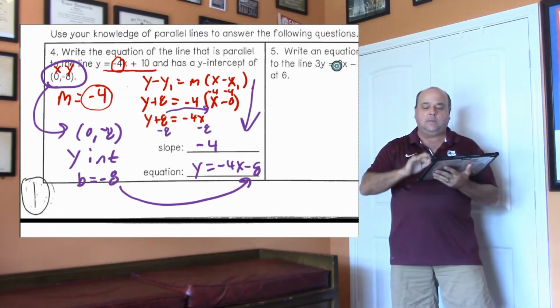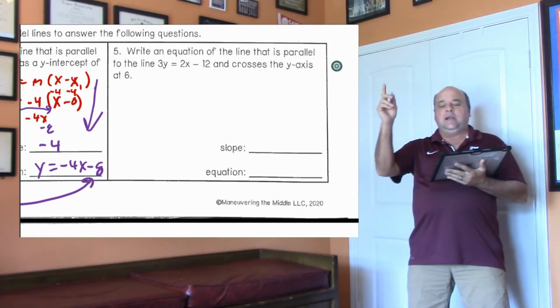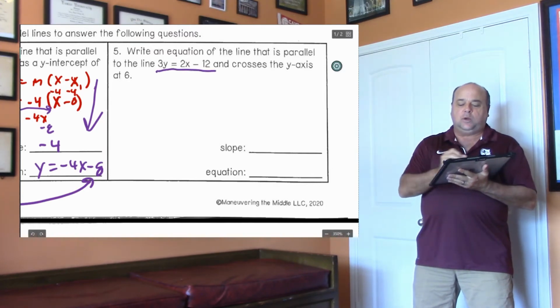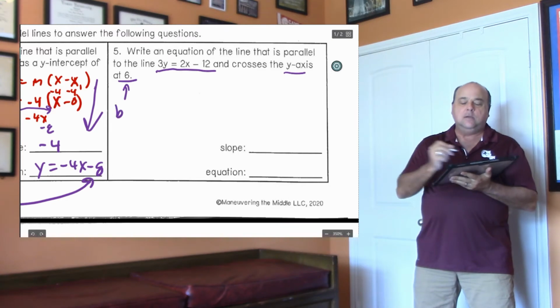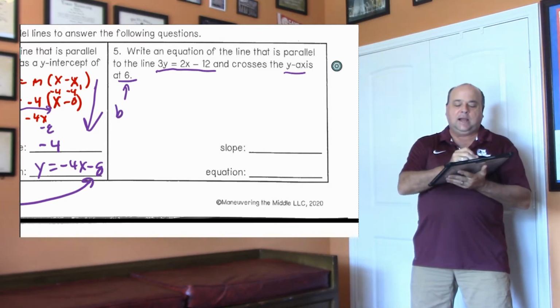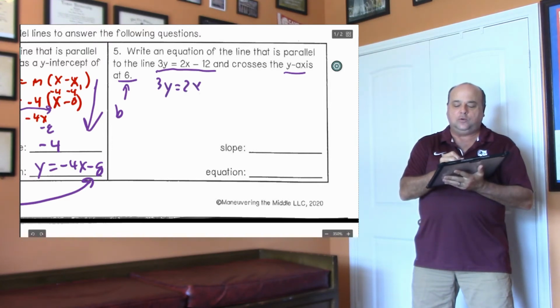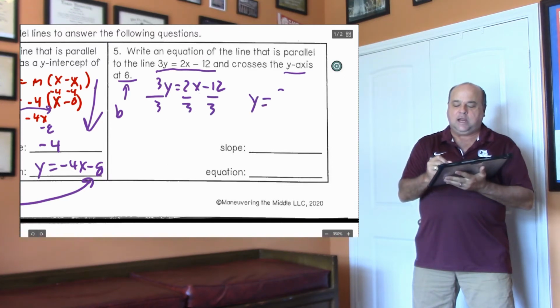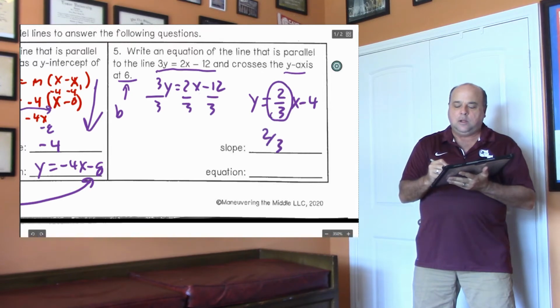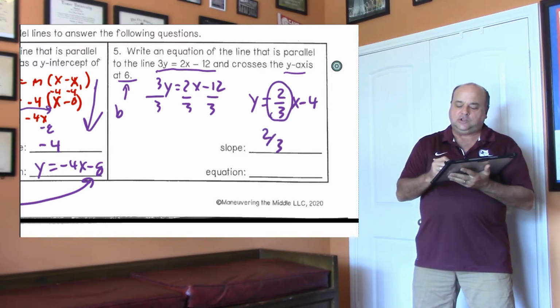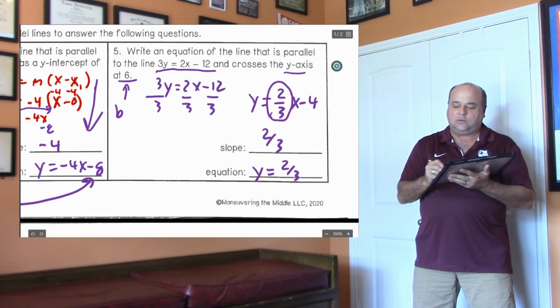Let's go to number 5. Okay, so we need the equation that's parallel to this one and goes to the y-axis at 6. That's going to be our b. So we just need the slope, and this will be our b. So let's solve this for y. 3y equals 2x minus 12. Divide everything by 3. So I'm going to get y equals 2 over 3x minus 4. This is my slope. This is my y-intercept. So my equation will be y equals 2 over 3x, and my y-intercept is 6.